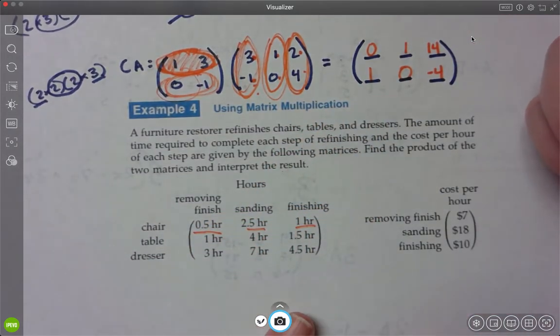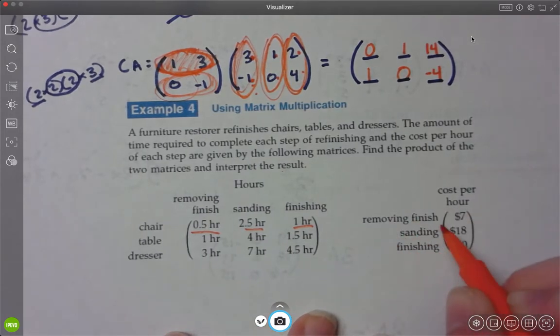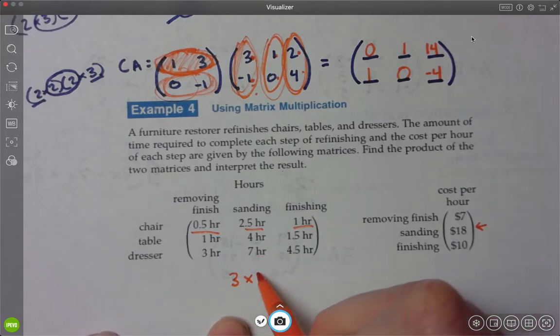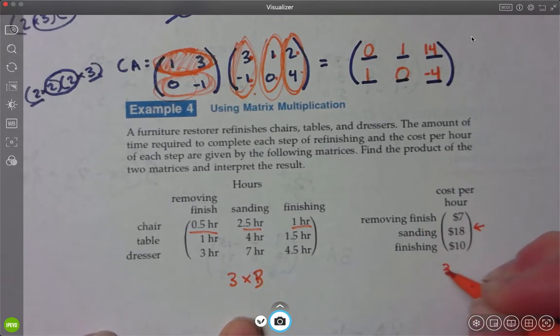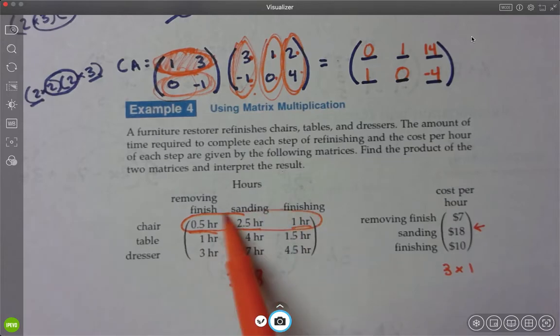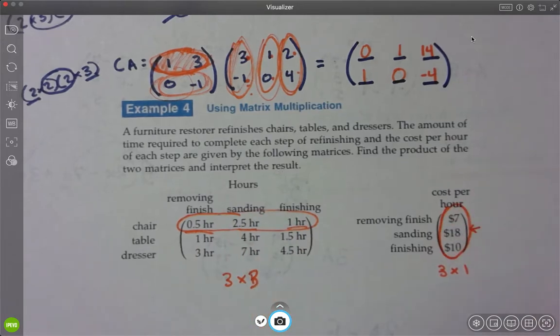And then the cost per hour for removing, sanding, and finishing is each one of those. So evidently sanding is probably the most laborious task because it is the most expensive. What we can see here is when we're multiplying these, this is a 3x3 matrix, and this guy is a 3x1 matrix, 3 rows, one column. So when I multiply these together, I'm going to multiply this row by this column, and you can see how this is transferring.